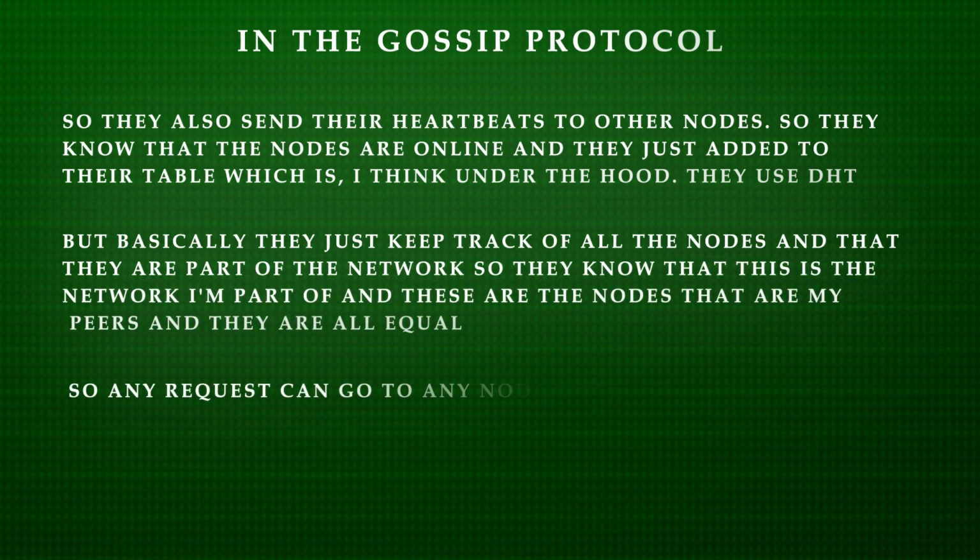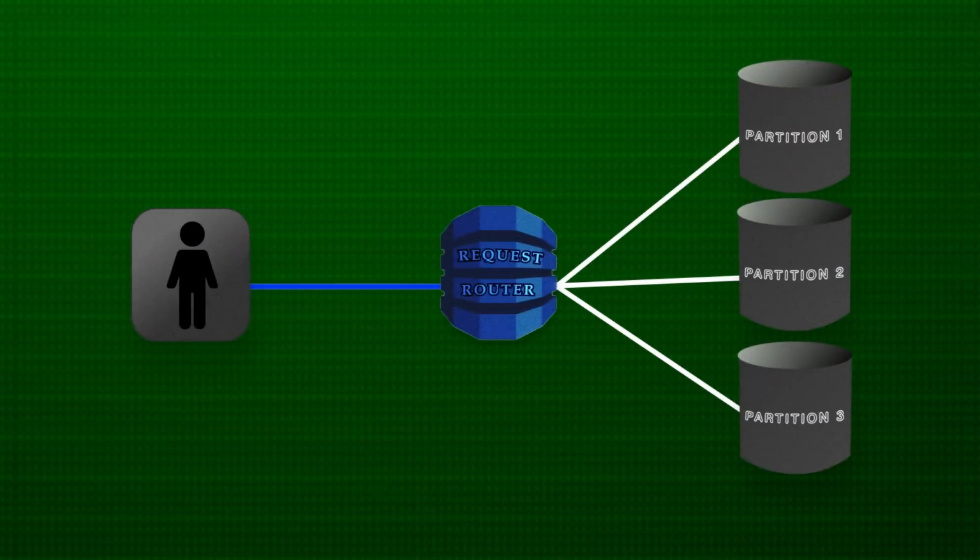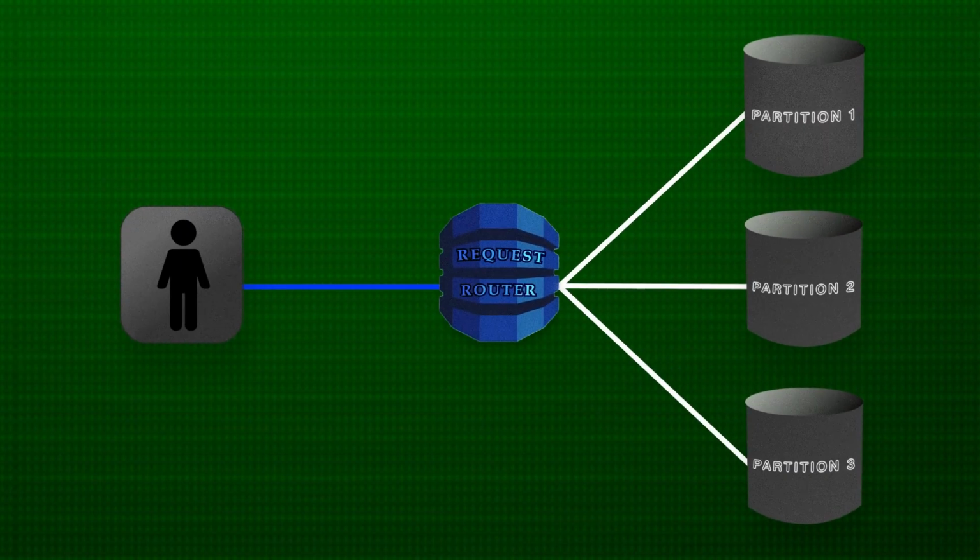So any request can go to any node. For example, if some data is stored in partition 1 (P1), but the request goes to node P2, P2 knows instantly that the data is in P1 and that there is such a partition called P1, and it fetches the data from that partition and gives it back to the user.